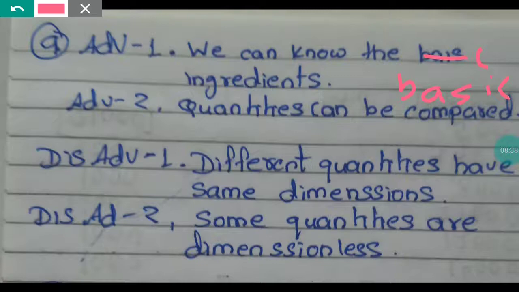The first disadvantage: different quantities can have the same dimensions. You have work, potential energy, kinetic energy and torque. All these things have the same dimensions, but they are different from each other. Second disadvantage: some quantities are dimensionless, like relative density. So these are the advantages and disadvantages.